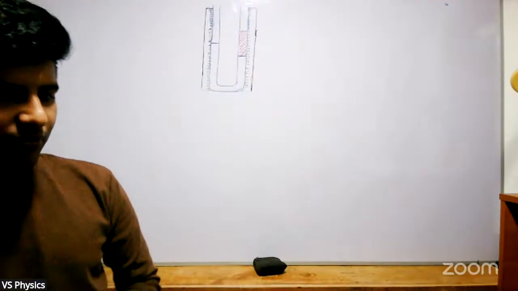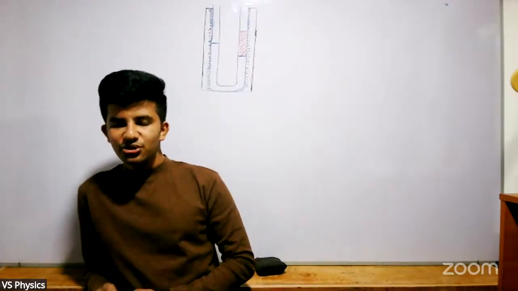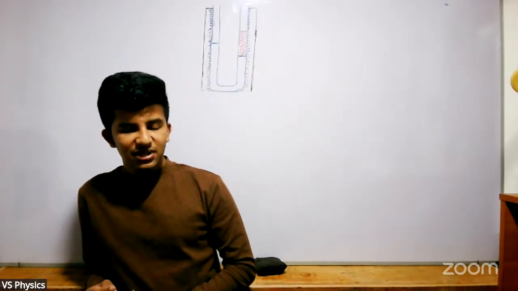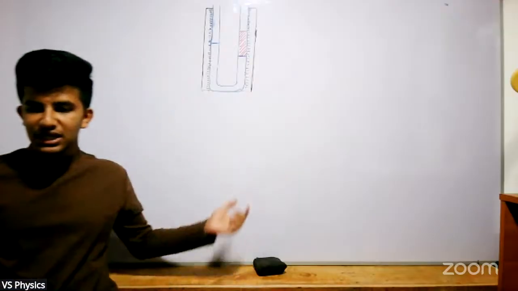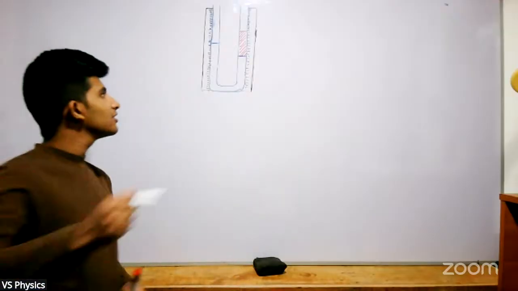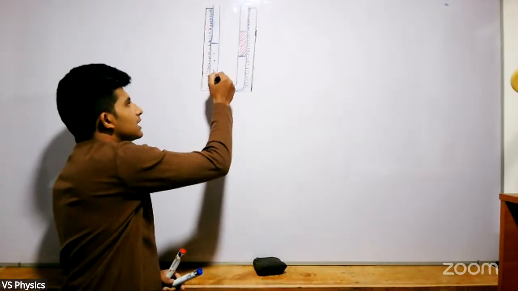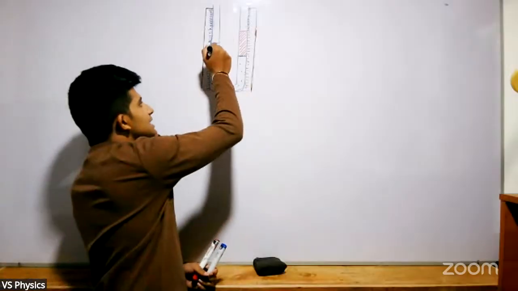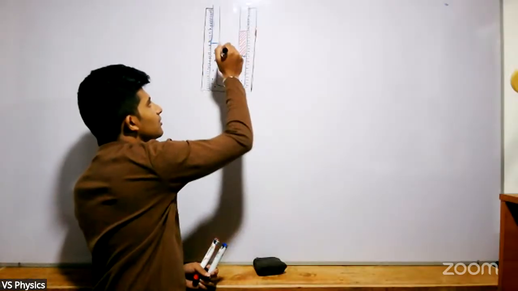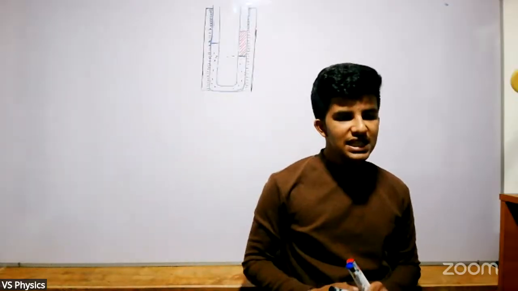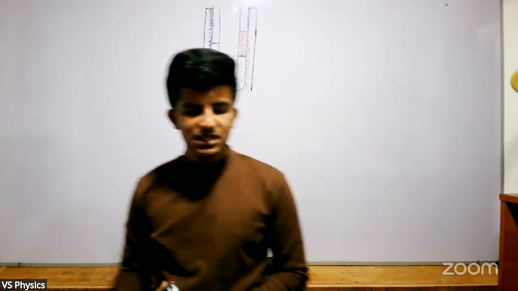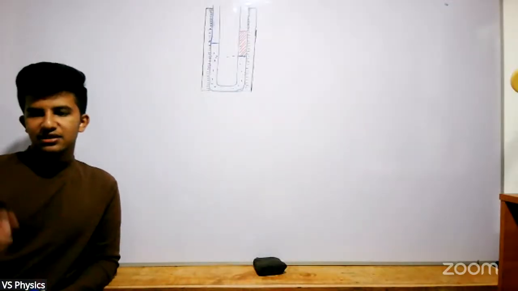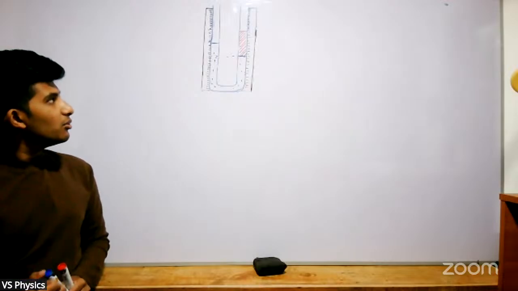So what is the theory we use here in a U-tube? The pressure at the same level in a continuous liquid is equal. What is the continuous liquid here? The water. At the same level of this continuous liquid, we have the same pressure. So that's the theory we are going to be using here. By using that, we can write two equations.